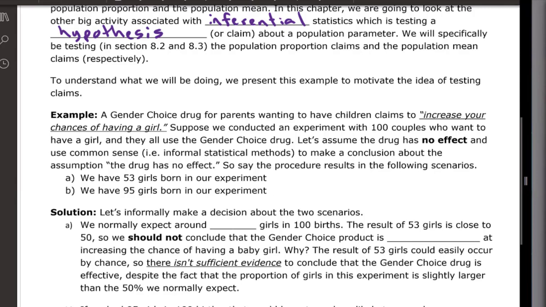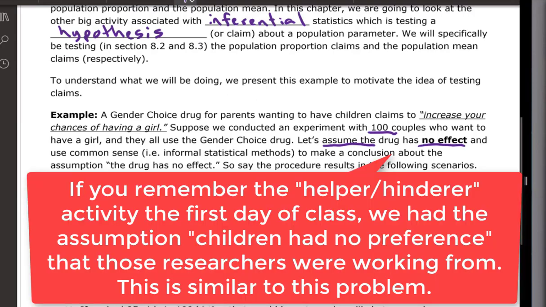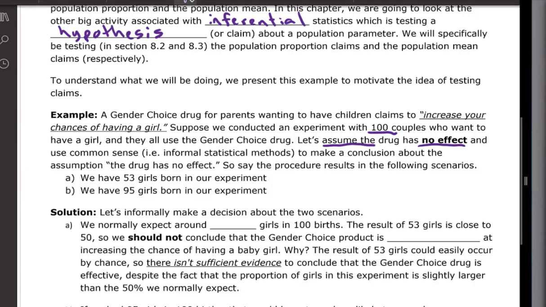So we're going to look at giving 100 different couples this drug who want to have a girl, and we're going to assume that the drug has no effect. So you always have some assumption that you are working from. Maybe you are skeptical that a drug like this could choose the gender of your baby, so you're going to assume this is not going to have an effect. The drug will not impact the gender of the baby. That's the assumption I'm going to work from, and then make a conclusion about that particular hypothesis.